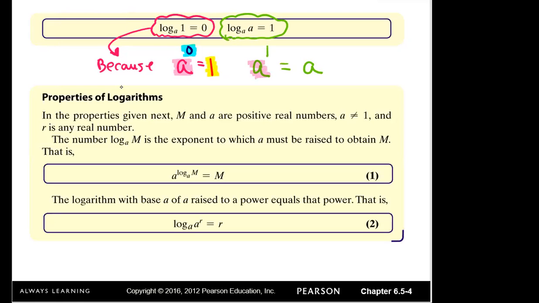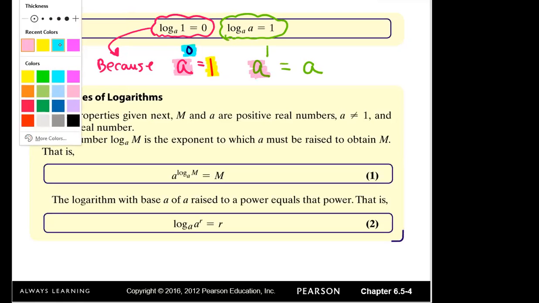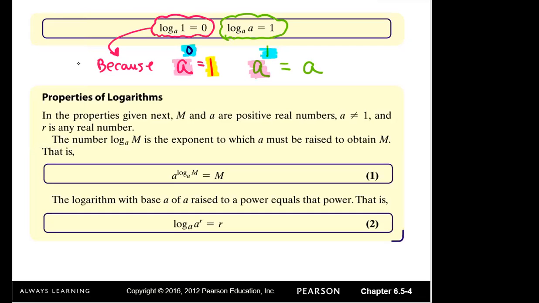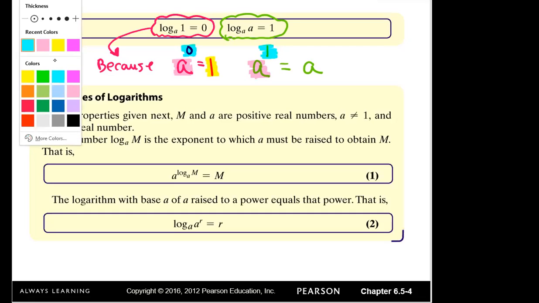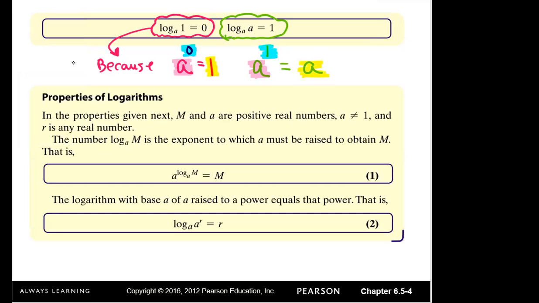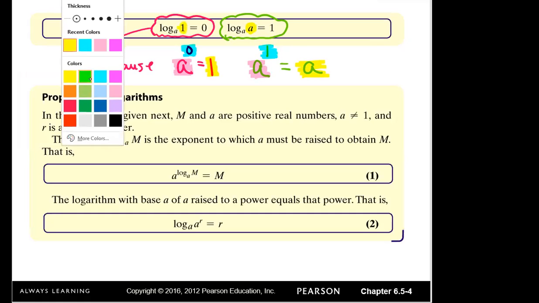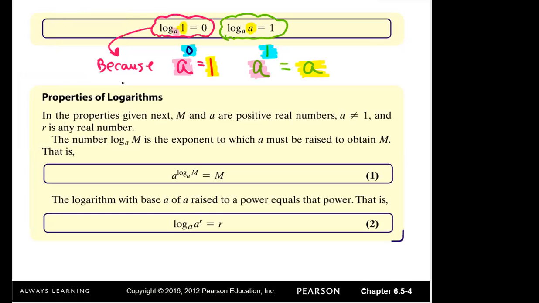Here's the base. Here's the exponent. And there's the other a, what you were taking the logarithm of right here. Didn't color code these, I forgot, sorry. Right there, and there, and there, and that and that.